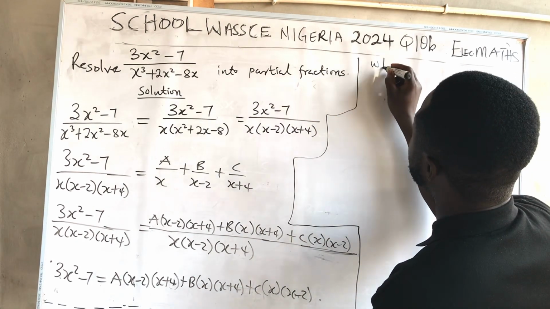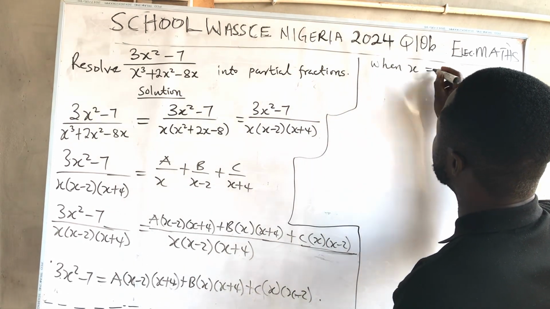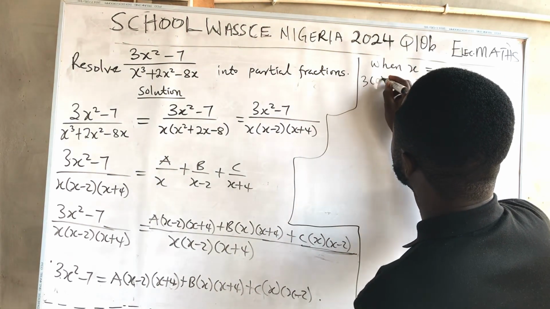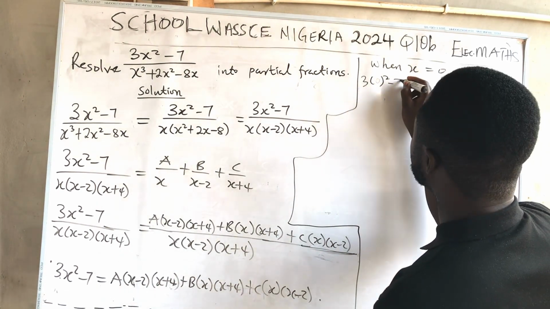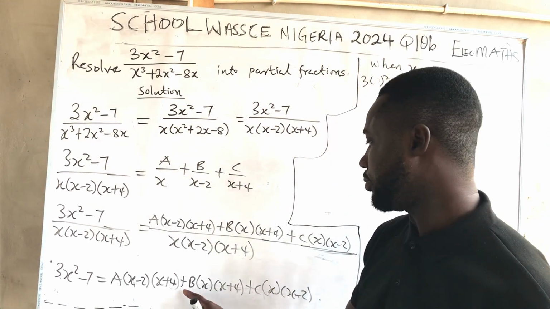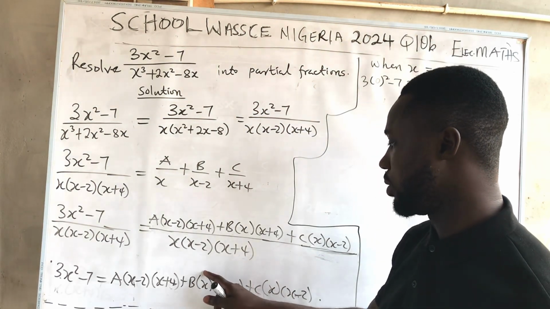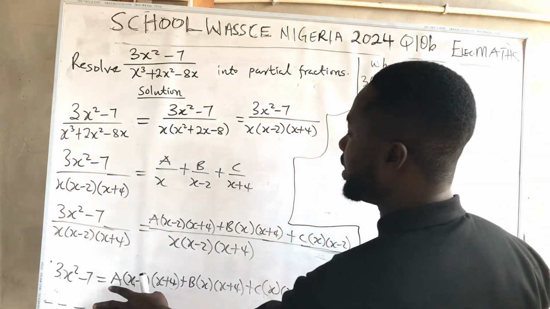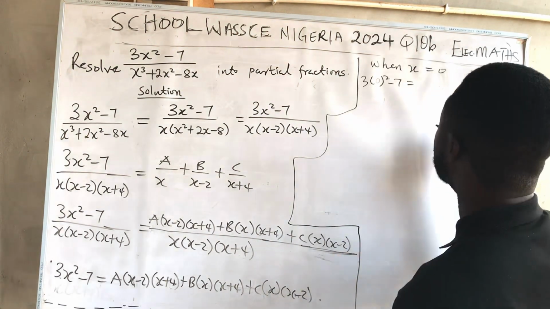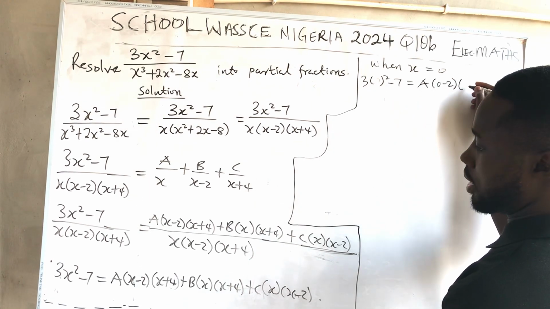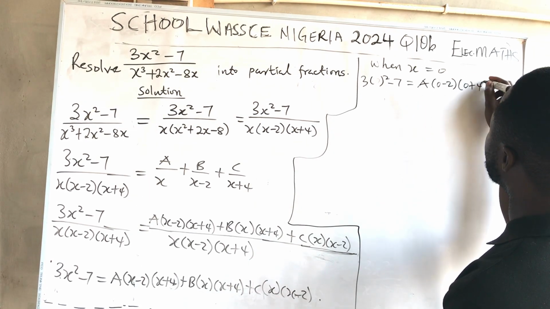So we say that when x is equal to 0, you have 3 times 0 squared minus 7 equal to... When x is 0, the whole of b becomes 0, and when multiplied, the whole of c also becomes 0. So it is only a that will remain. So I have a times (0 minus 2) and then (0 plus 4).